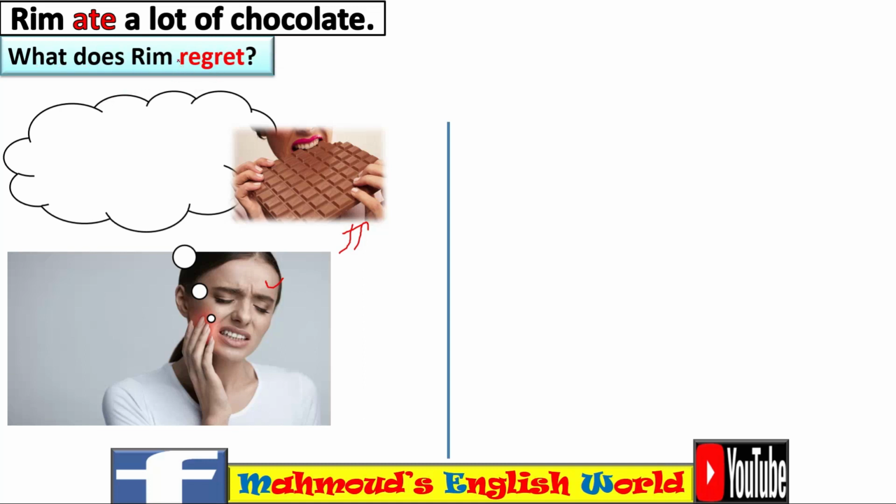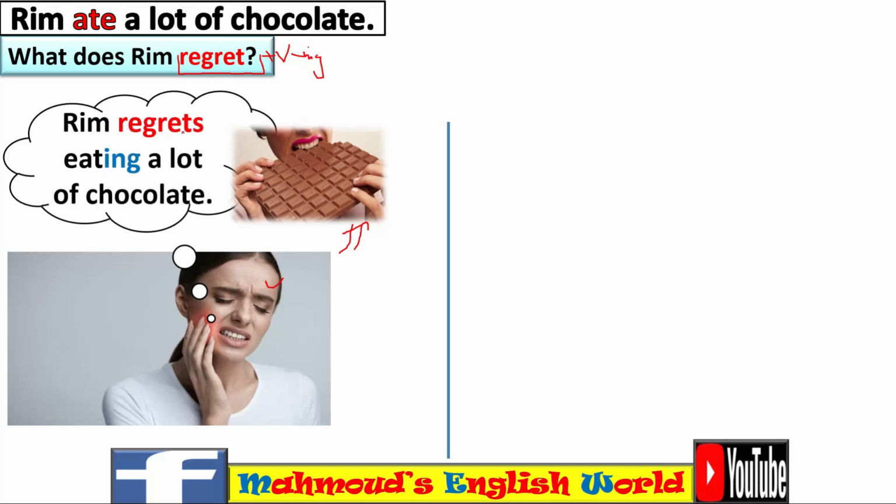Yes, remember this one. We study it in Unit 1, gerund and infinitive. Verbs after regret. Do we put gerund or infinitive? Yes, we put plus verb ing, which is the gerund. The gerund. So we're going to say Rem regrets eating a lot of chocolate.